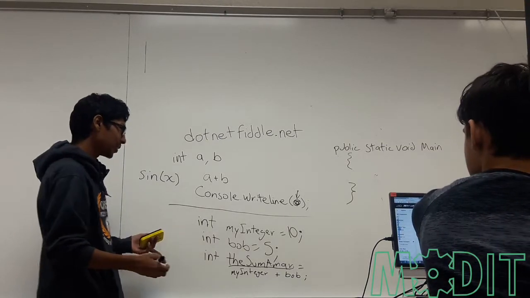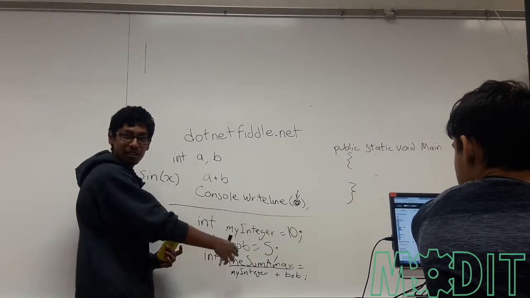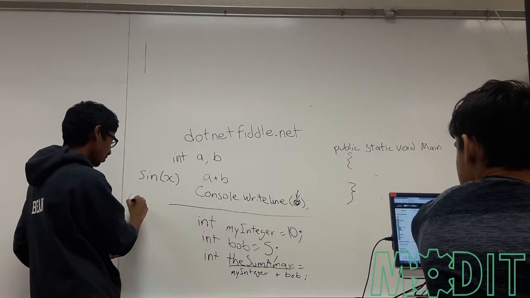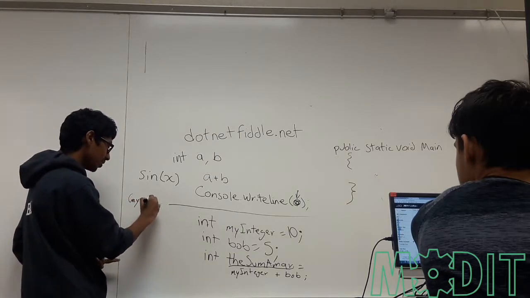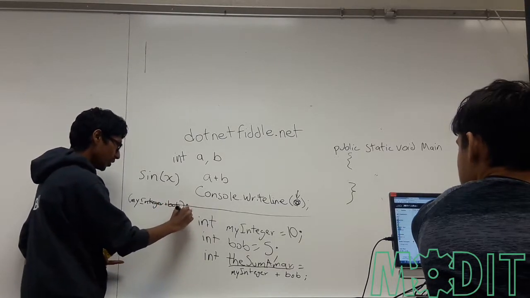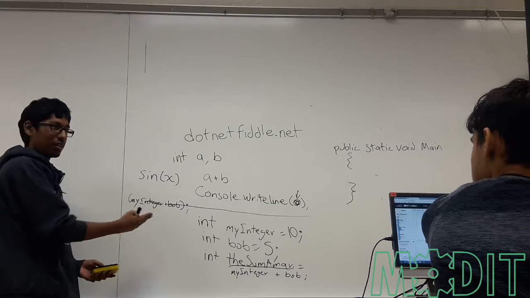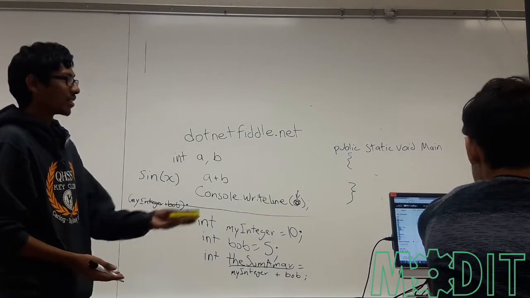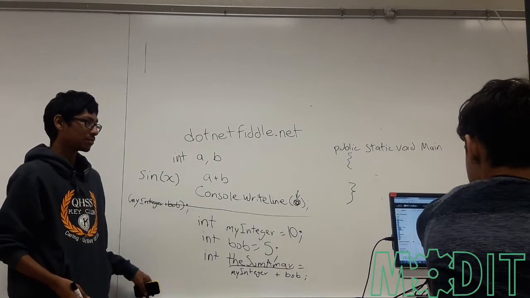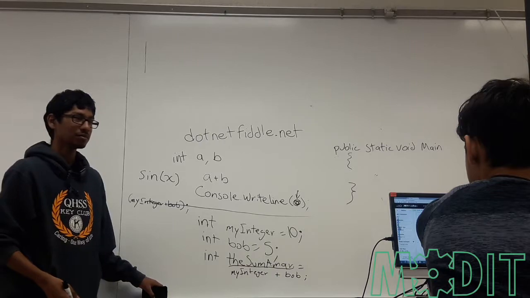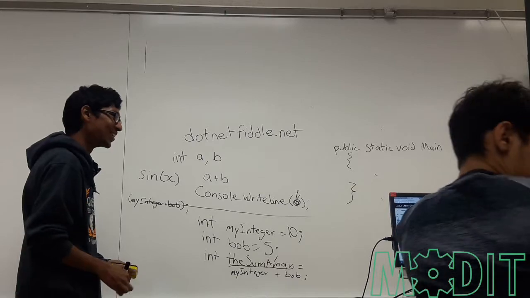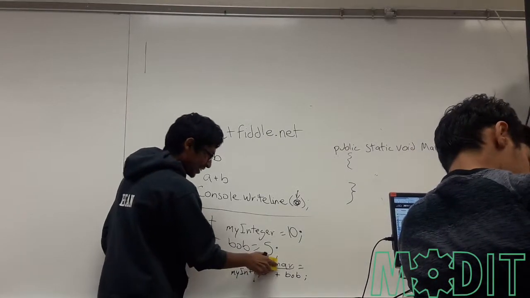You could also skip creating this sum variable and just put console.writeLine of my integer plus Bob. You could do it like that, but it still runs. When I hit the run button, it runs whatever I wrote, the code. It still gives me 15. I can also write it as the sum of more, and you can get rid of my name, and it'll still give me 15 because I'm just adding it.